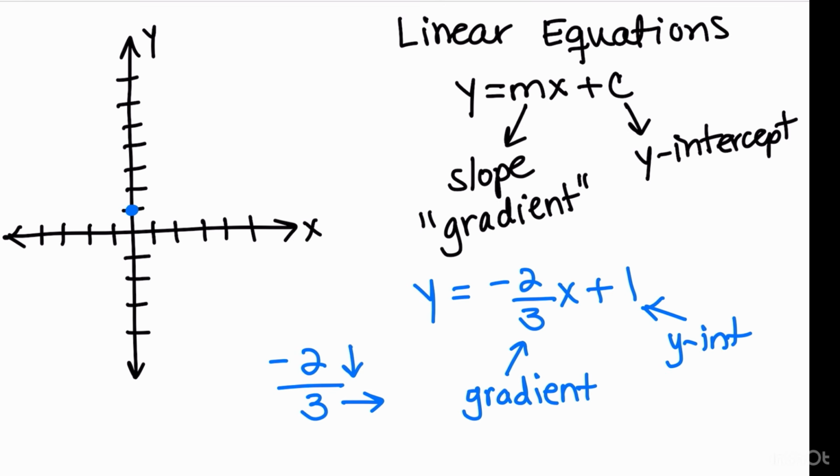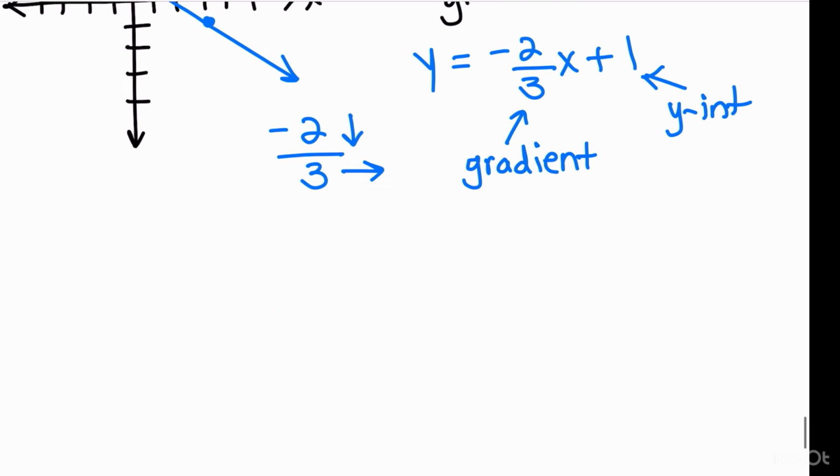Because it's negative 2/3, I can go down 2, right 3, or I could go up and left. The idea is that when you go down, you take care of the negative and then write positive. Negative divided by a positive is a negative. So I go down 1, 2, and over 1, 2, 3. Okay, so right here, I'm going to have my point when I went down 2/3. So once I have these 2 points, I can go ahead and connect these with a line.